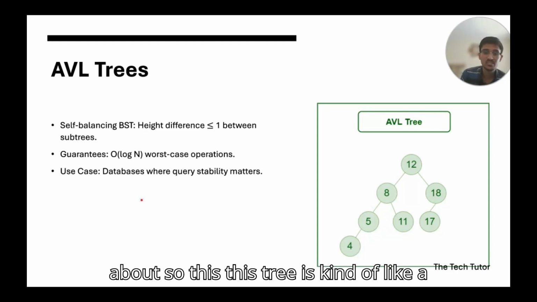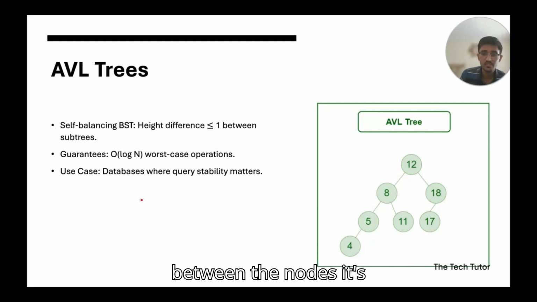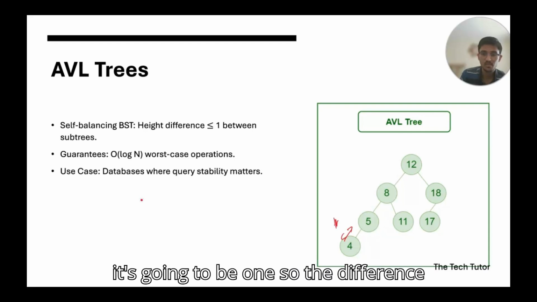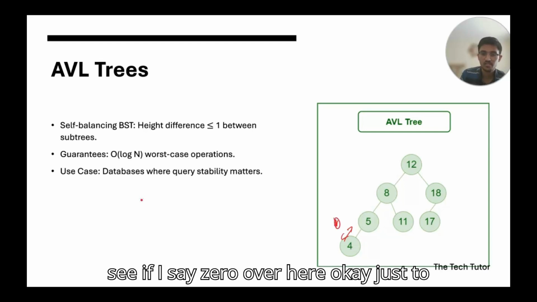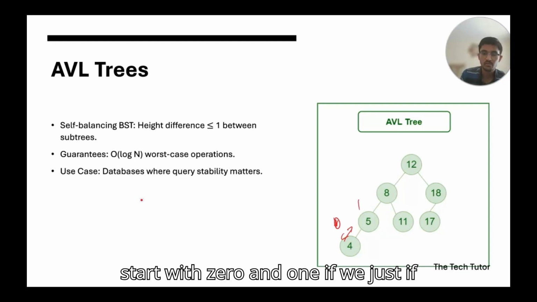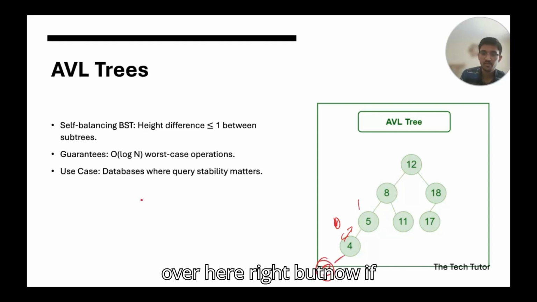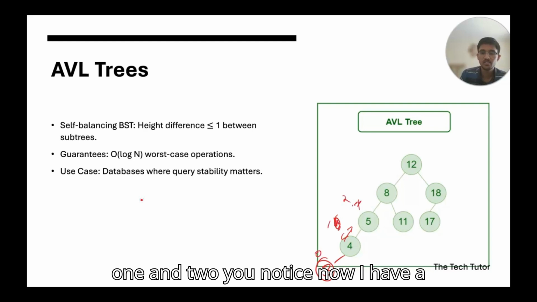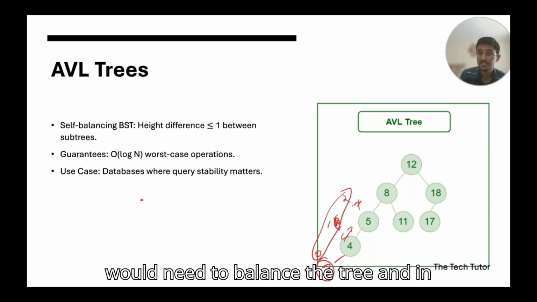So this tree is kind of like a self-balancing tree, and the difference between the nodes' levels is only one. So the difference between this level and this level, you can see if I say 0 over here, just to start with 0 and 1, if I subtract it, it's going to be 1. But say I had another value, say I had 3 over here. Now if I start from 0, 1, and 2, you notice now I have a difference of 2. Now this is when I would need to balance the tree.